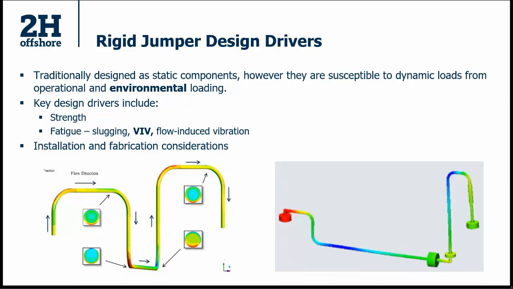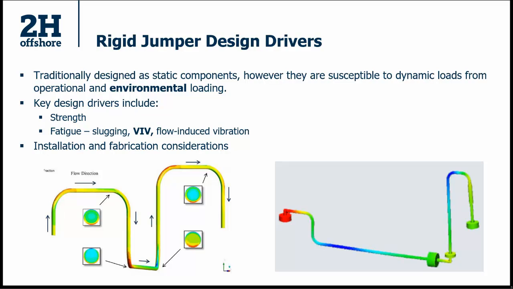So you have slugging, which is basically flow of gas pockets or change in density of the fluid that flows through the jumper. And you can also have VIV, which is a vibration induced because of flow of current over the pipe. And you can also have flow induced vibration, which is because of the flow again through the pipe, but because of changes in the pressure or changes in the flow rates during your operations of the jumper.